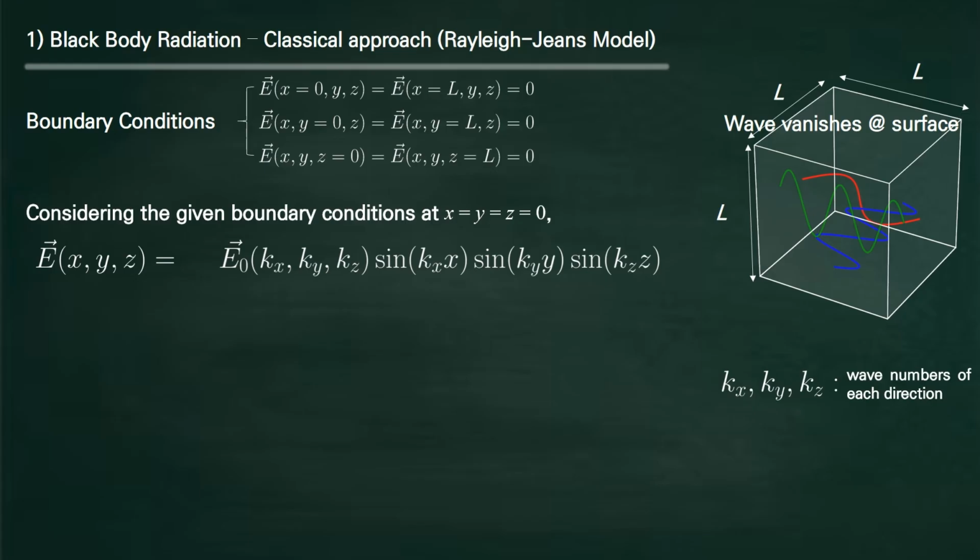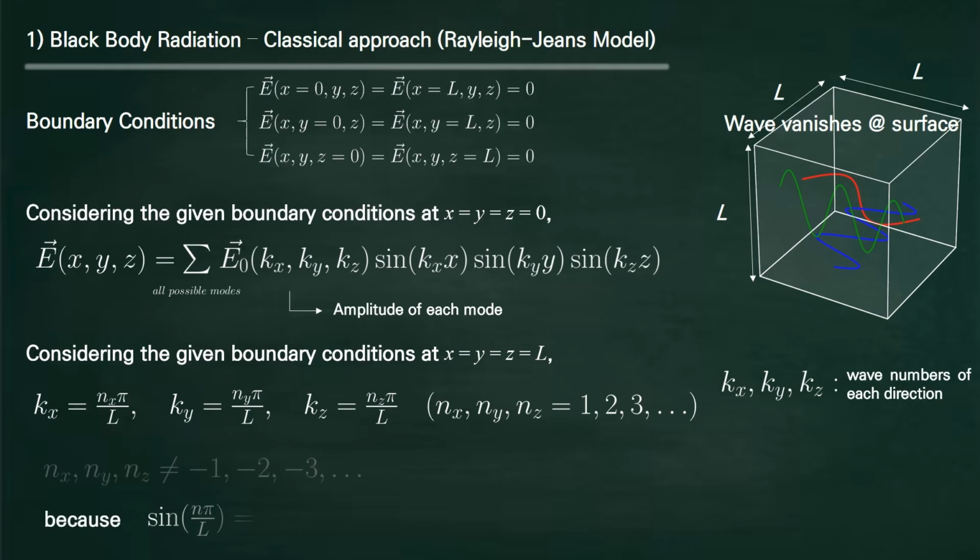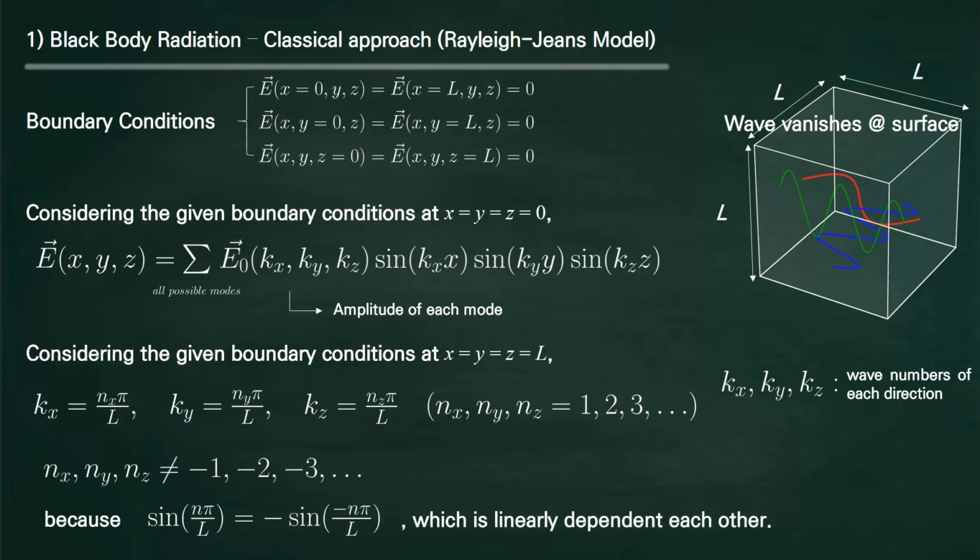To accurately describe the field, we need to sum over all possible wave modes. If we apply the boundary conditions at L positions to the electric field wave function, the wave numbers in the x, y, and z directions must be quantized as kx equals nx pi over L, ky equals ny pi over L, and kz equals nz pi over L, where the n values should be positive integers, because sine function at negative n value is linearly dependent on sine function at positive n values.